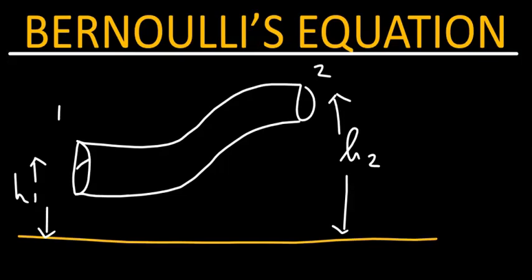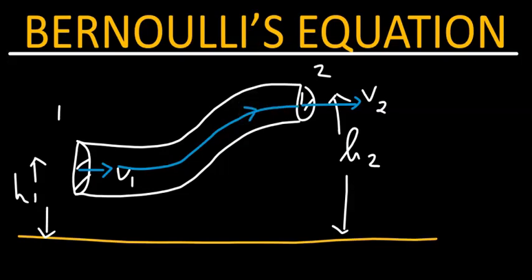Let's assume that the speed of water at point 1, or at the cross-section 1, is v1 and the speed of water that's coming out of cross-section 2 is v2. Now let's assume that this water is not compressible, meaning its density is constant throughout the pipe. And the pressure at cross-section 1 is P1 and the pressure at cross-section 2 is P2.